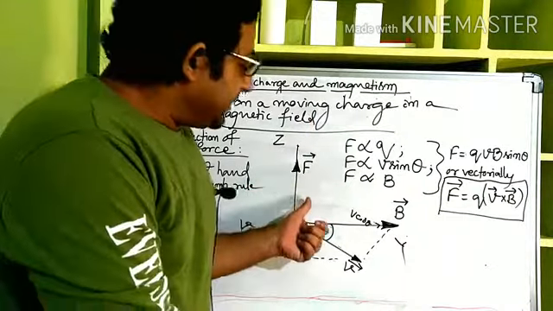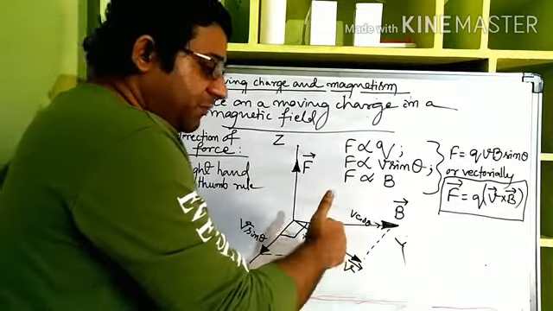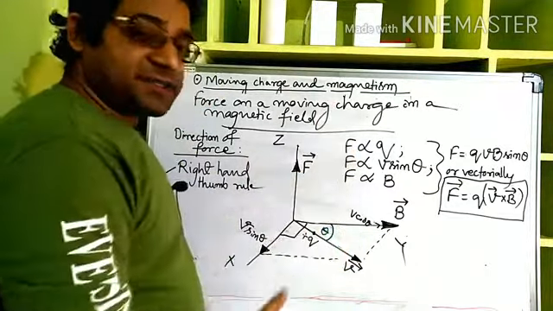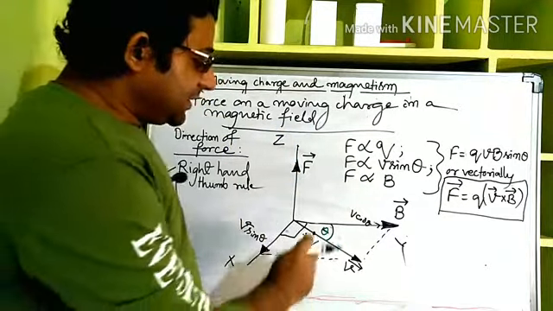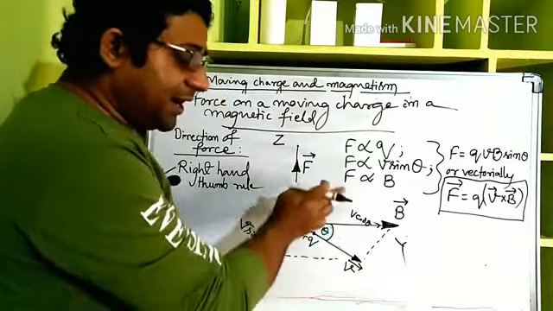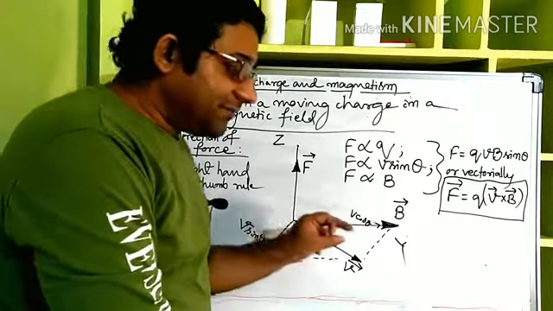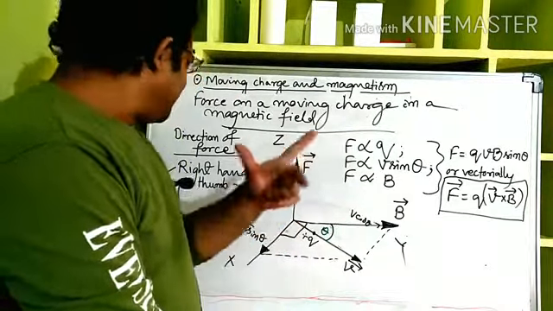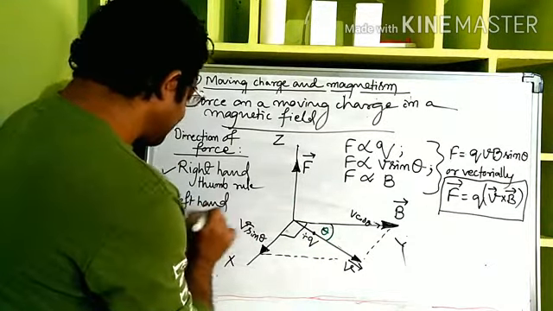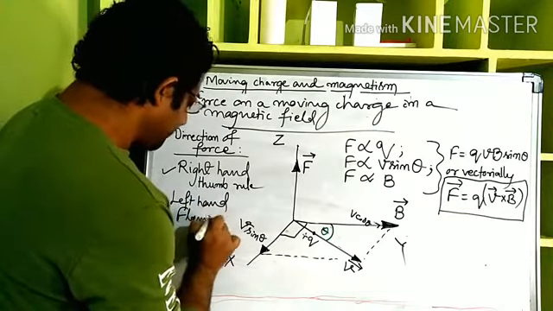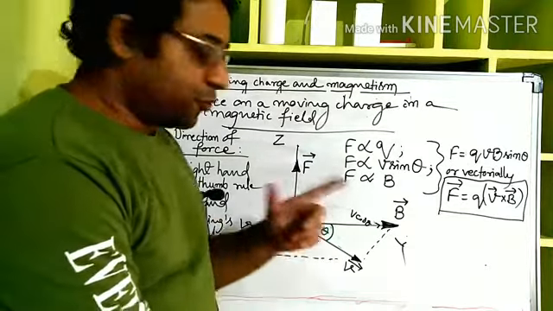Clear? Now to determine the direction of a force, we used the right hand thumb rule, right? From V to B, if we curl the fingers, the thumb shows the direction of a force, which is the right hand thumb rule we used. But however, if the angle between the velocity of the charge and the magnetic field is 90 degrees, then the left hand Fleming rule also is used. Left hand Fleming's rule is used to find the direction of a force.